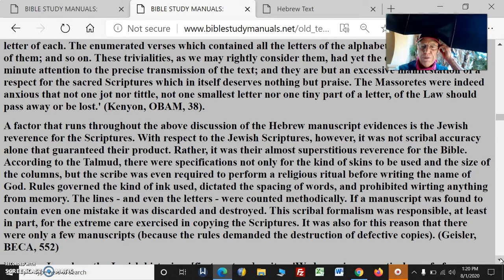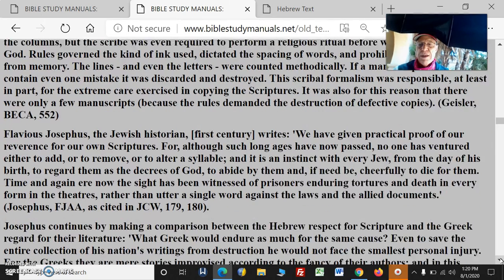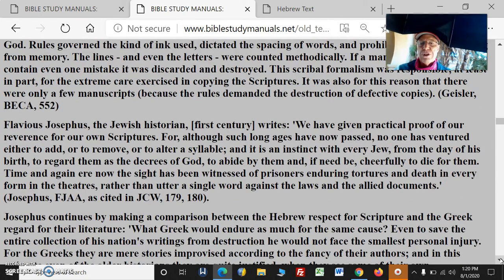It was also for this reason that there were only a few manuscripts, because the rules demanded the destruction of defective copies. So Flavius Josephus, the Jewish historian, in the 1st century, writes, "We have given practical proof of our reverence for our own scriptures. For although such long ages have now passed, no one has ventured either to add or to remove or to alter a symbol, and it is an instinct with every Jew from the day of his birth to regard them as the decrees of God, to abide by them, and if need be, cheerfully to die for them.